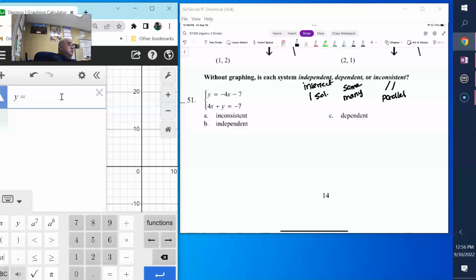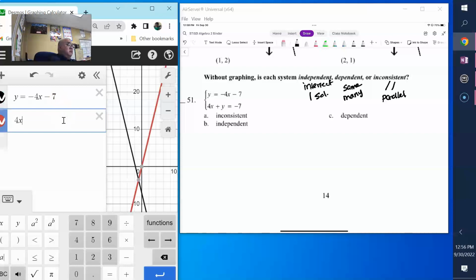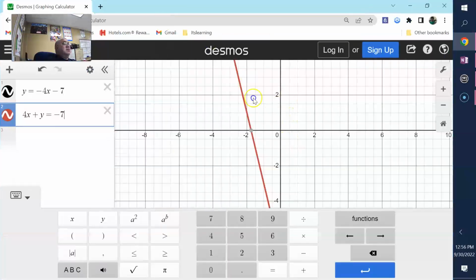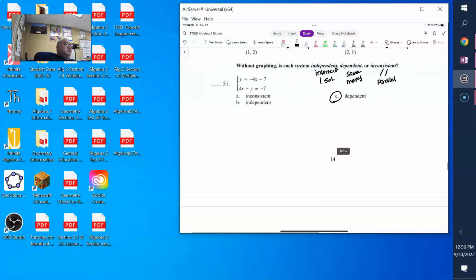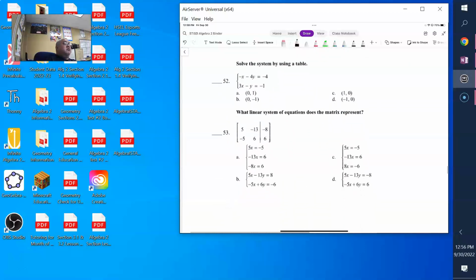So you have y equals -4x minus 7, and then you have 4x plus y equals negative 7. And you notice it's the same line. So it's going to be dependent. So your answer is C. Dependent means it's the same line. 52, 53.